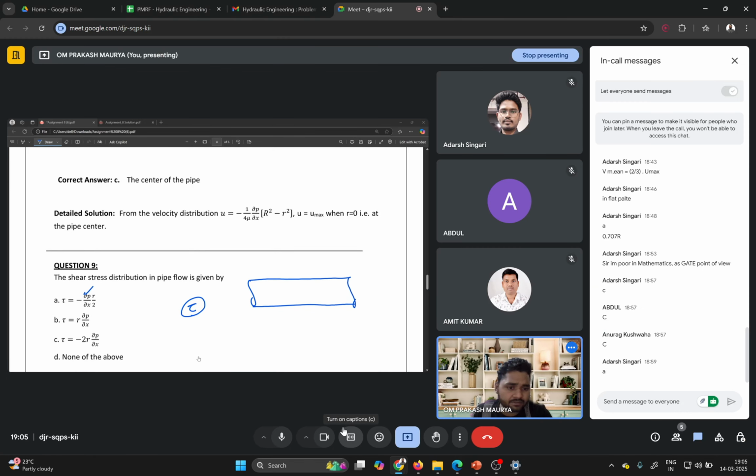Anurag, oh, others are telling option A. Okay. For previous questions, Abdul, Anurag, and others were telling C, but for this question, question number 9, option A. Okay, other students, please also try to give your answer. Amit, you can also make an attempt. Okay, Abdul is telling A also. Good.